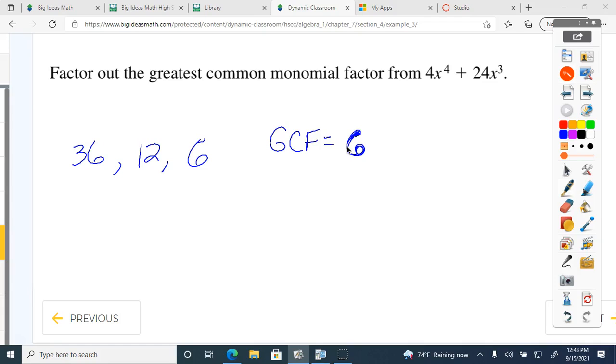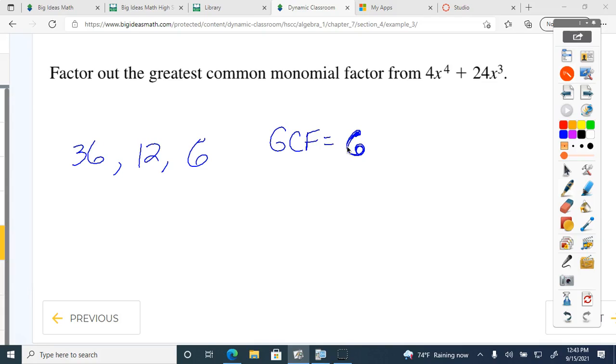Would 2 be a common factor? Yes. Would 4? No. 4 goes into 12 and 36, but 4 doesn't go into 6. It has to go into all of them for it to be something they have in common. Everybody with me? So 6 is the biggest one. So everybody's okay with numbers, right? All right. The letters are super easy.